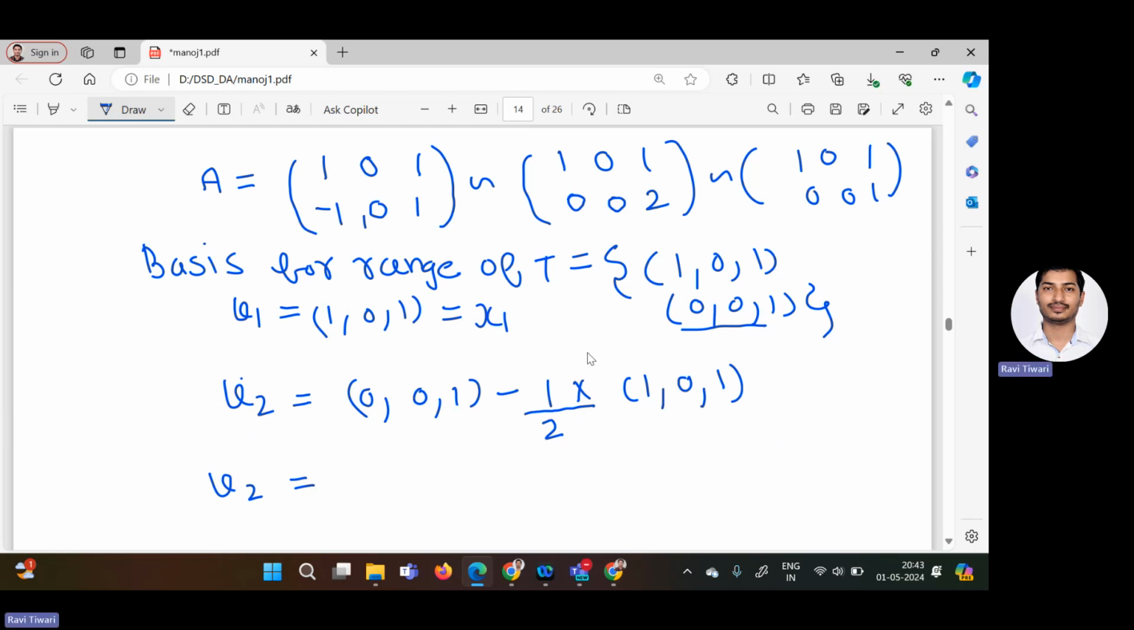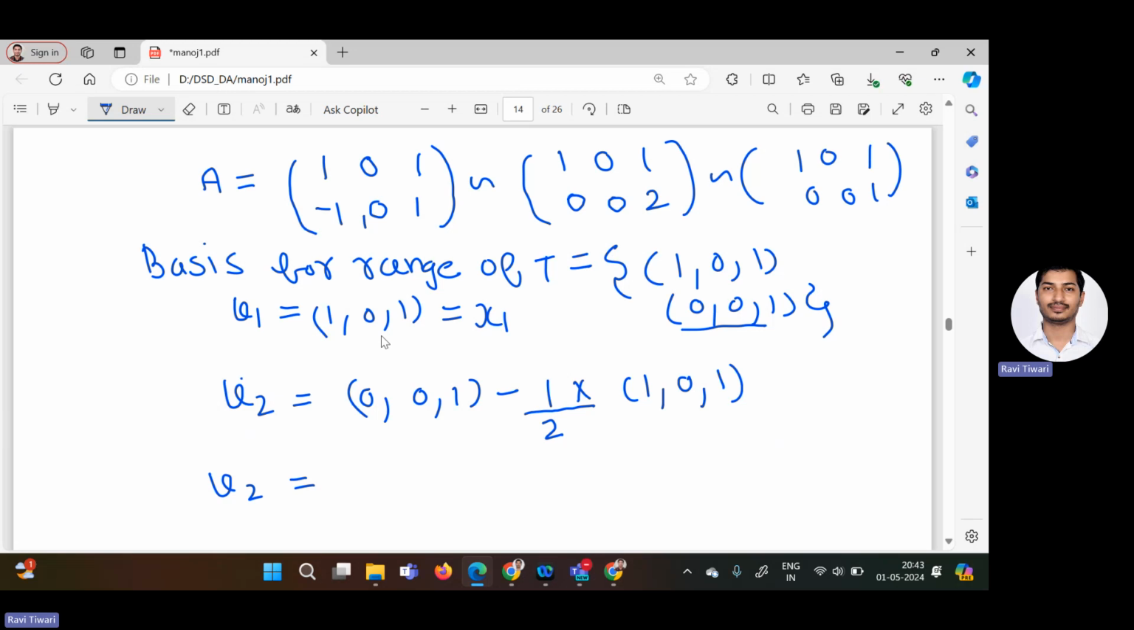(1, 0, 1). We can verify (1, 0, 1) we are getting basis element (0, 0, 1). So this V1 we have assumed is (1, 0, 1), which is equal to X1, and V2 is X2 minus the inner product of X2 and V1, where X2 is (0, 0, 1). So V1 is (1, 0, 1) and X2 is (0, 0, 1). We can calculate the inner product of these two: 1 into 0, 0 into 0, 1 into 1. So we get 1.